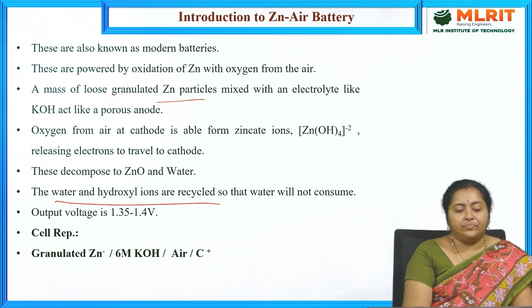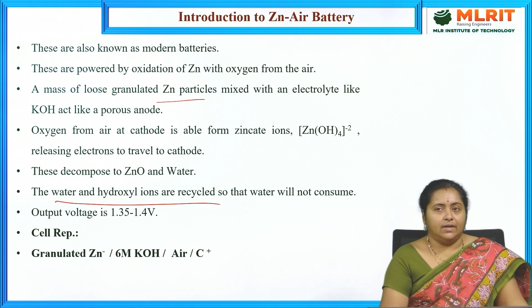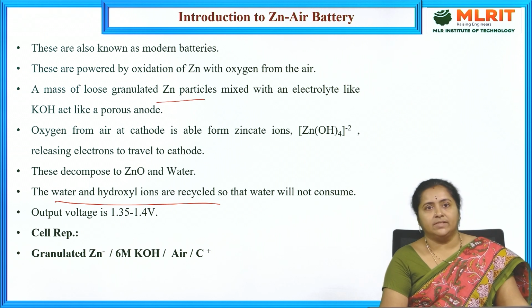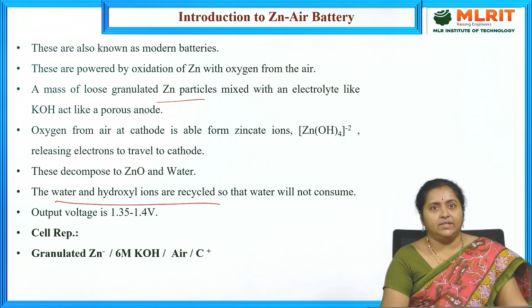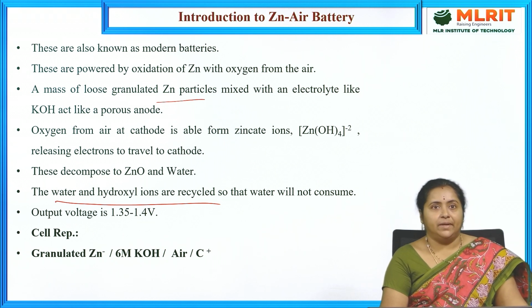Absorption of oxygen takes place continuously, and only then are OH minus ions released. That means atmospheric oxygen is available so that it is able to release OH minus ions. Until the entire zinc is consumed, this battery will work. Once the zinc is exhausted, the battery stops working. That is what is going to happen. That's why it is an example of a primary battery.